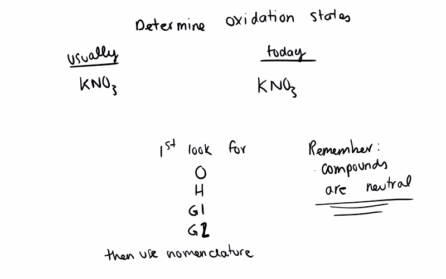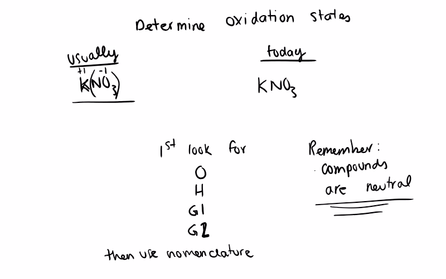So usually, if I were looking at potassium nitrate, you would tell me that potassium has a +1 oxidation number, and that nitrate, our polyatomic ion, has a -1 oxidation number. That is still true. Okay, that's not changing. When it comes to writing chemical formulas and using the crisscross method, that is still right.